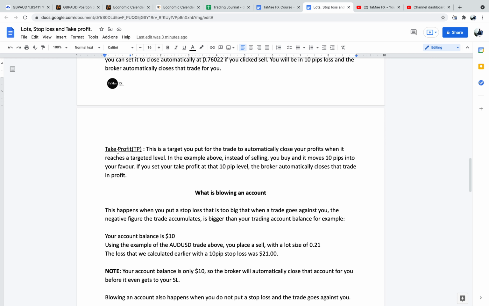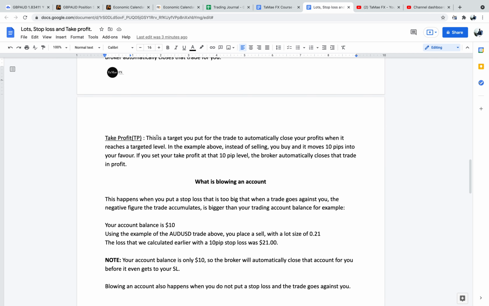The same concept applies to take profit. Take profit is a target that you put. When price gets to that target, the broker automatically closes the trade in profit.